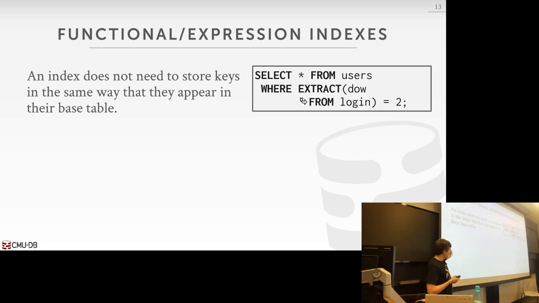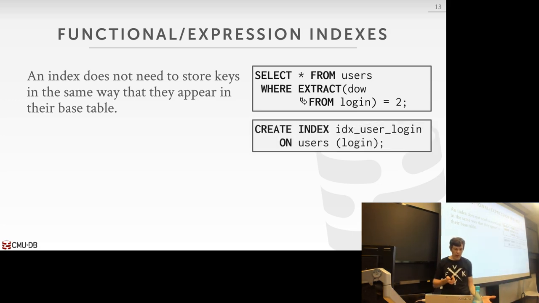So let's say I have a simple example here. I have this users table, and I want to do a lookup and find all the users that logged in on a Tuesday. So this extract function takes a timestamp, and you pass in what element of the date or timestamp you want. So DOW means day of week. And so this is saying extract the day of week from the login timestamp field and find the ones where it equals 2. Tuesday is 2. Sunday 0, Monday 1, Tuesday 2. So if I create an index like this, as we've shown so far, this won't work. Why?